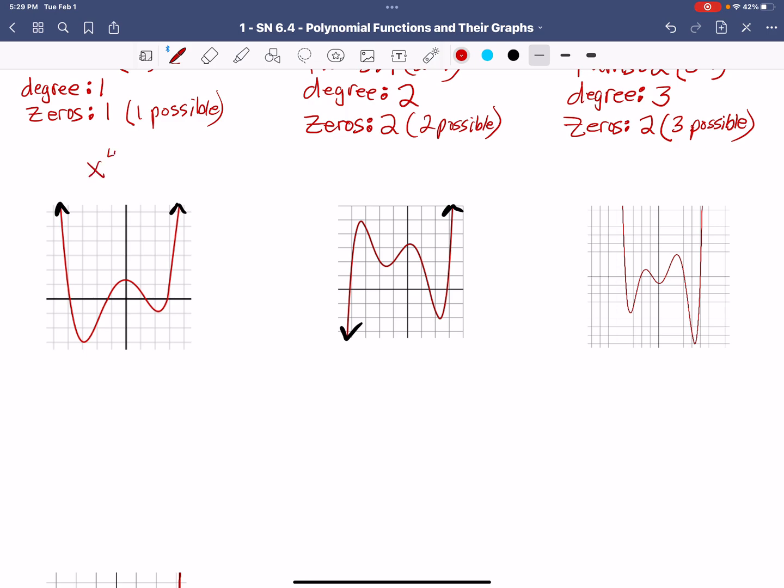This is an x to the 4th graph. This is called a quartic, Q-U-A-R-T-I-C, quartic. Over here, this is an x to the 5 graph. This is called a quintic, Q-U-I-N-T-I-C. All right, so I'm going to do these 2 with you, and then I'm going to have you do the last 2 by going to the answer key.